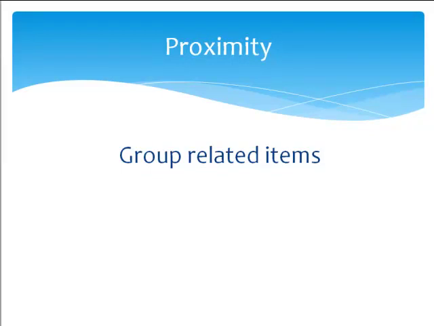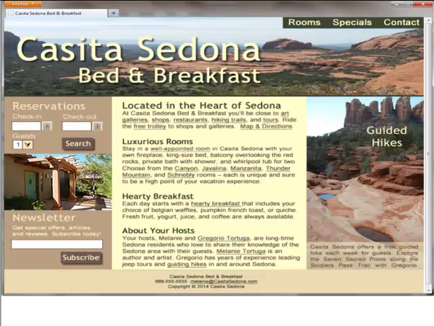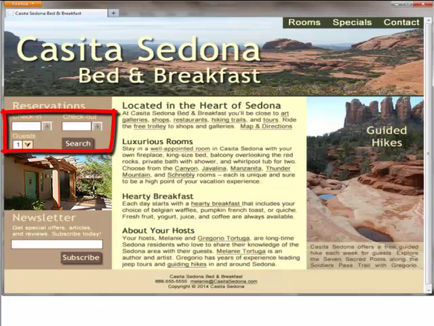To apply the principle of proximity, place related items physically close together. Unrelated items should have space separating them. Placing related items close together gives visual clues to the logical organization of the information or functionality. The placing of reservations form controls close together gives visual clues to the logical organization of the information or functionality.